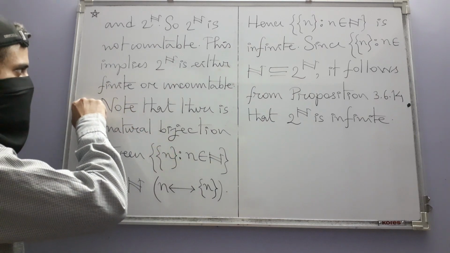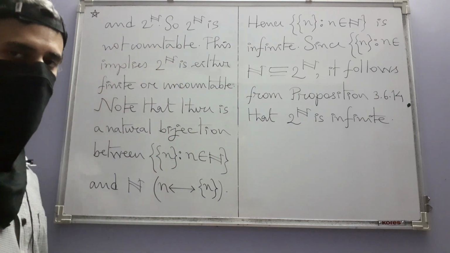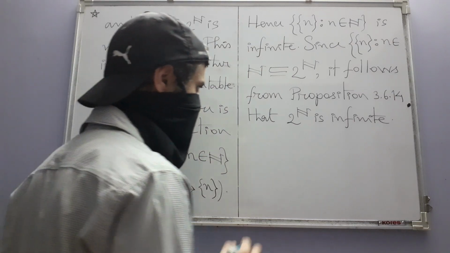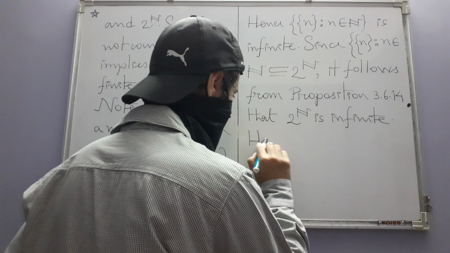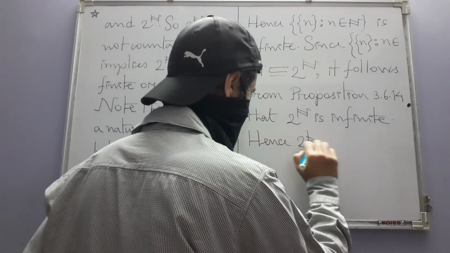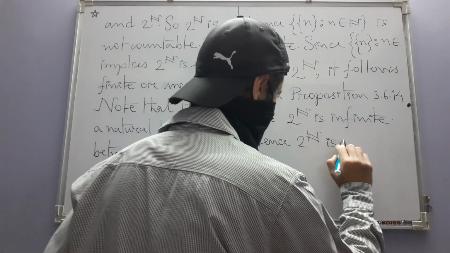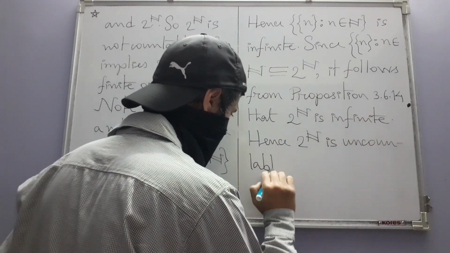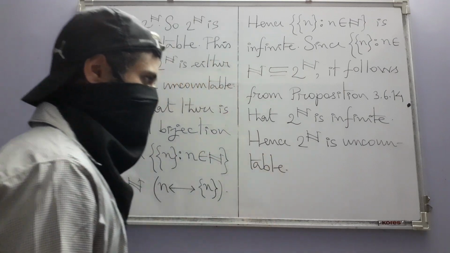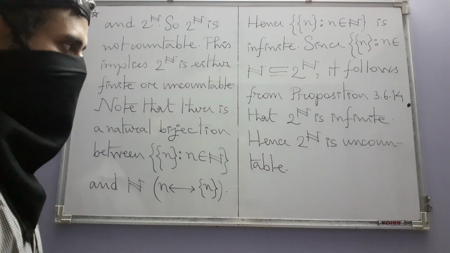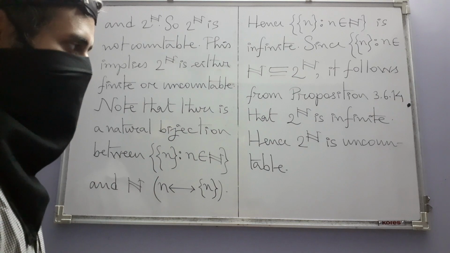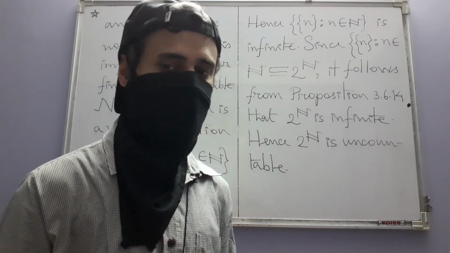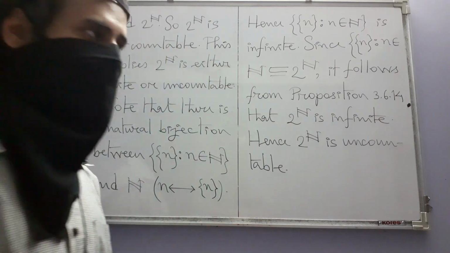So now we can rule out the finite possibility. So that means the power set must be uncountable. That's the only option left to us. Hence, this is uncountable. And using this, we are going to show that the set of real numbers itself is uncountable, but not in this video, next week.